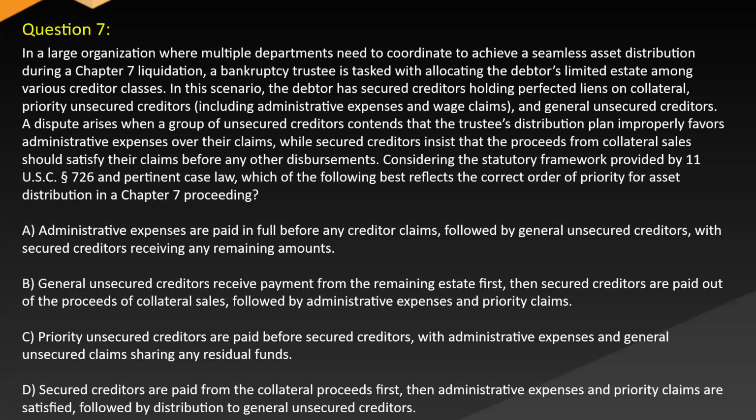Administrative expenses are paid in full before any creditor claims, followed by general unsecured creditors, with secured creditors receiving any remaining amounts. B. General unsecured creditors receive payment from the remaining estate first, then secured creditors are paid out of the proceeds of collateral sales, followed by administrative expenses and priority claims. C. Priority unsecured creditors are paid before secured creditors, with administrative expenses and general unsecured claims sharing any residual funds. D. Secured creditors are paid from the collateral proceeds first, then administrative expenses and priority claims are satisfied, followed by distribution to general unsecured creditors.